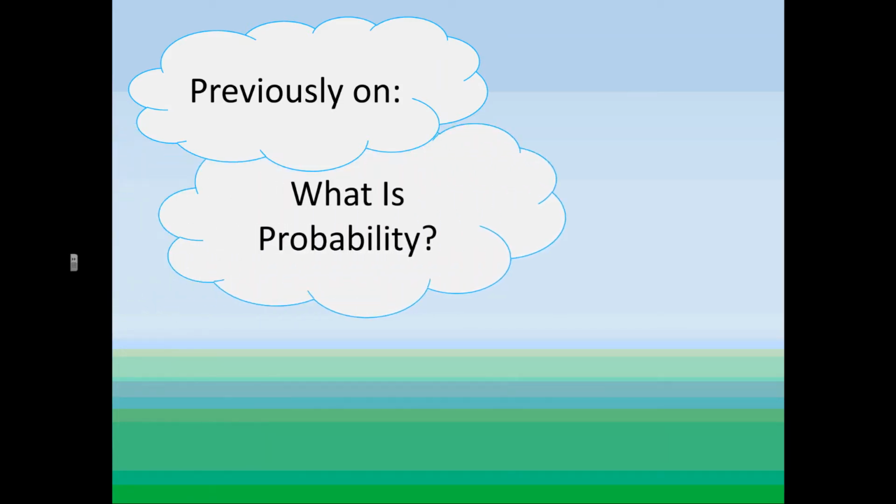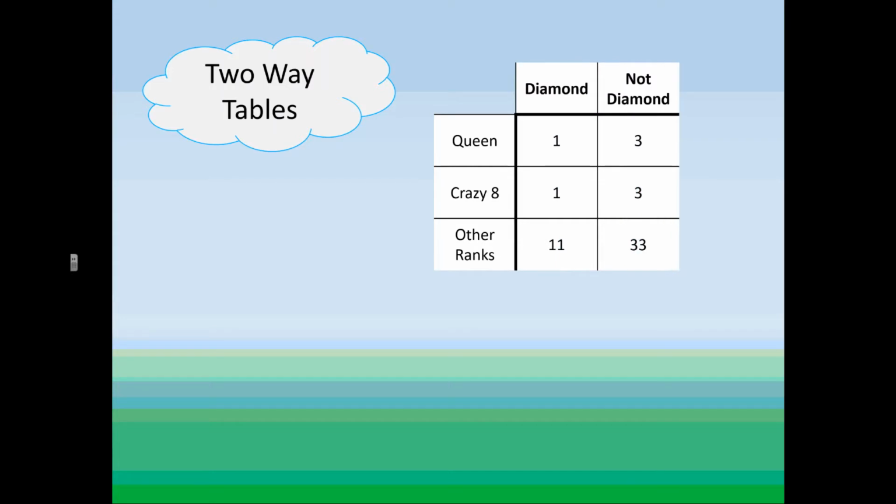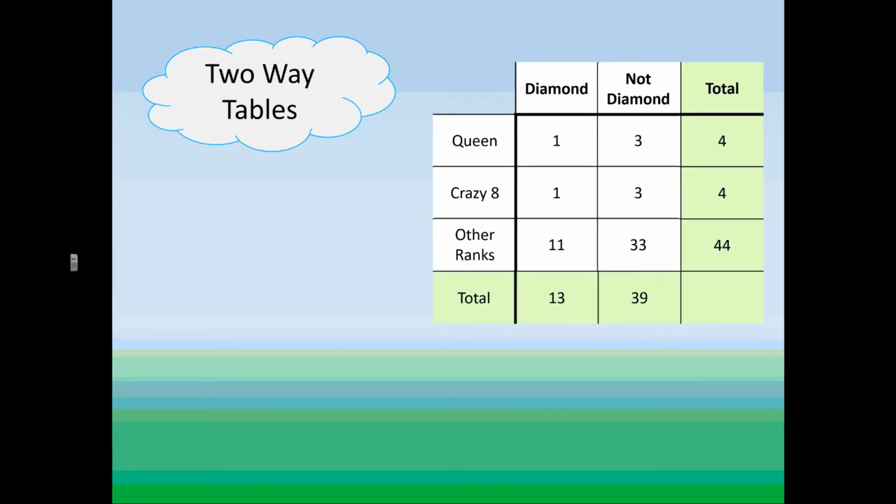What is probability? So last time we talked about two-way tables. This is a way to take a population and simplify it, so we don't have to write out the whole sample space. We can just simplify it with a few numbers and some totals. Notice your two totals, the total column and your total row, need to add up to the same thing.